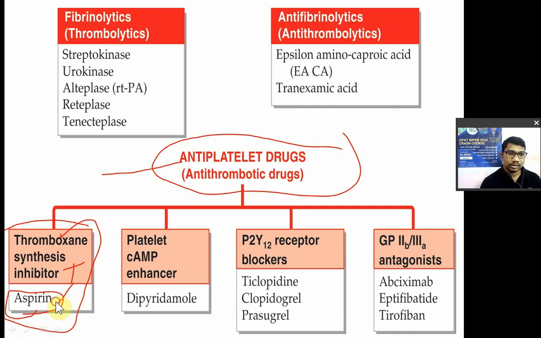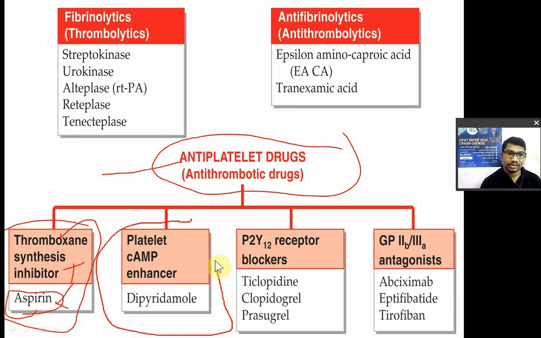It is used in the dose of 75 to 150 milligram for the prophylaxis of microemboli, for the prophylaxis of myocardial infarction, for the prophylaxis of deep vein thrombosis. Right.